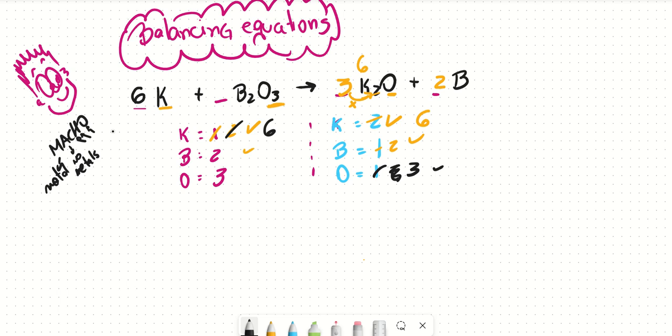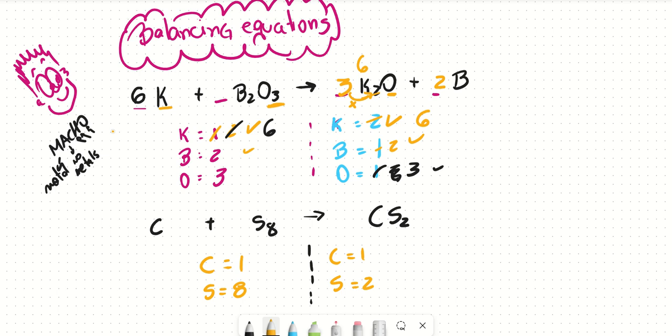So let's go to another one. Let's go to a simple one. Carbon plus sulfur 8 gives CS2. So the same thing. Let's make a table. On one side I have 1 carbon and 8 sulfur, and here I have 1 carbon and 2 sulfur.